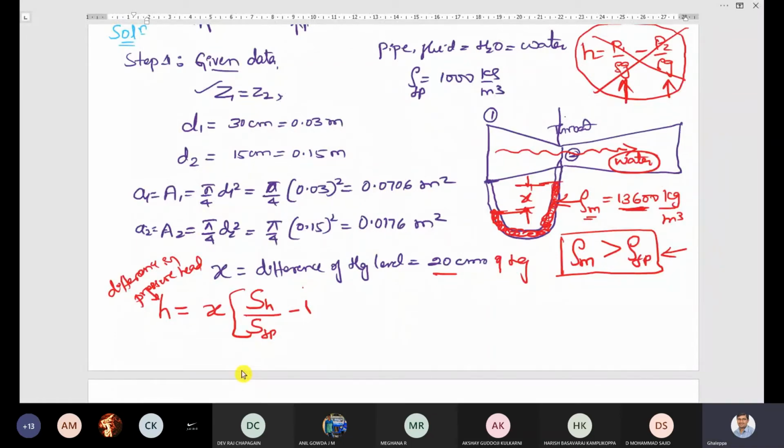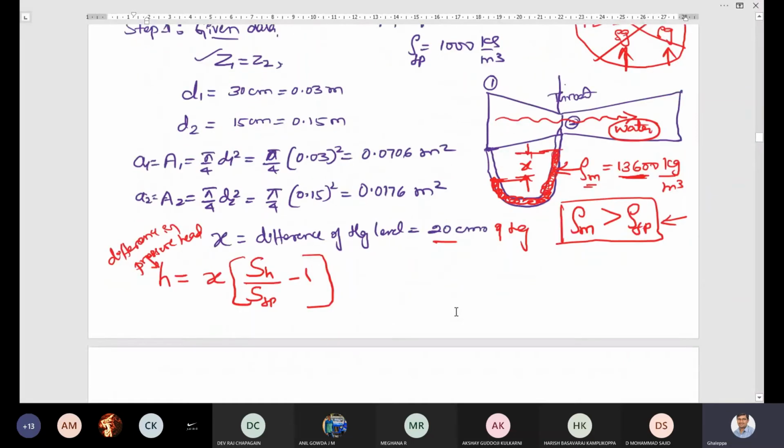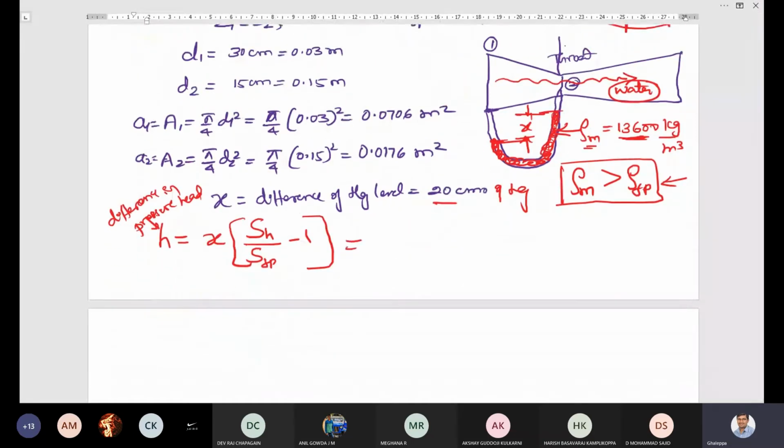This is the formula. If, for example, it is reverse, meaning the density of the fluid in the pipe is more than the density of the fluid in the manometer, then H is equal to X, and you have to take the reverse order. So be careful when choosing the equation for calculating H. The same formula you can also write.